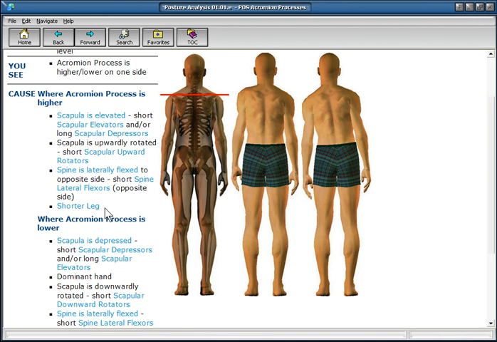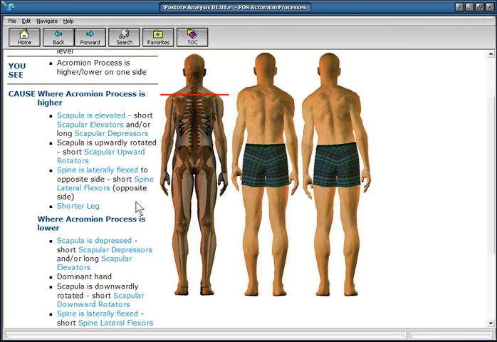Now, if there is no reference to side, it's always describing what's happening on the side that you're looking at. Like if it says scapula is elevated, we're looking at the left shoulder, acromion process is up, means the left scapula is elevated. If it says, however, here the spine is laterally flexed to the opposite side, well, we're looking at the left scapula, the spine is laterally flexed to the right side. Okay, so they would be the options.